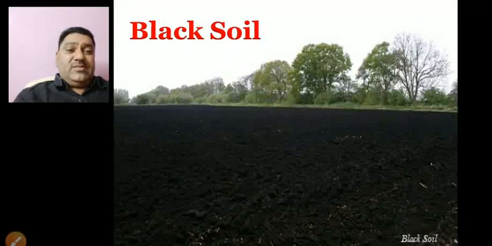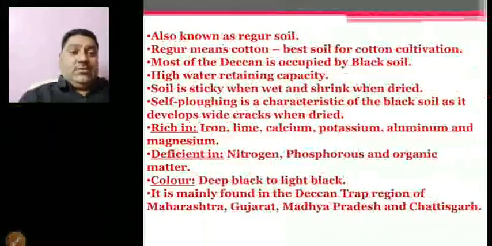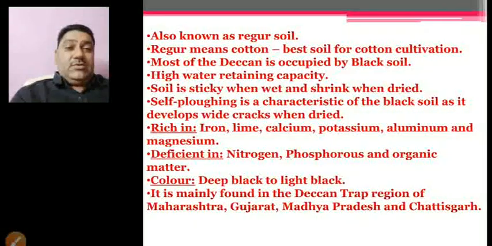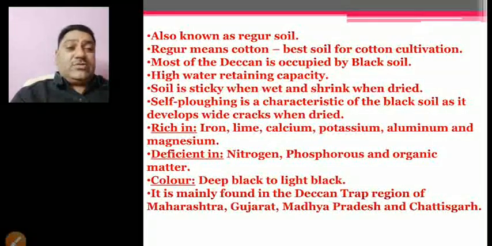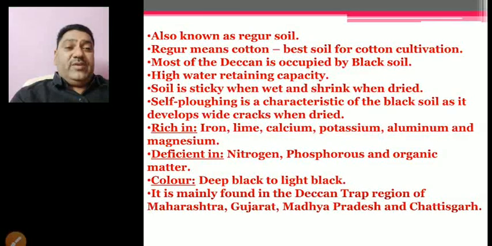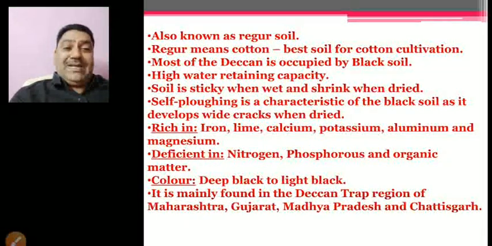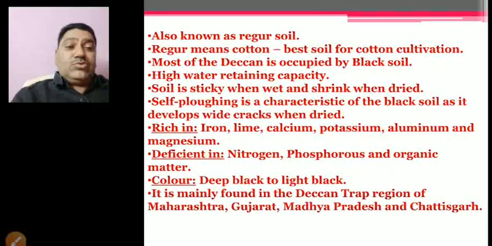Then we'll come to the next important soil, which is black soil. Now, black soil is also called regur soil. Regur means cotton. That means this soil is very important for the cultivation of cotton. Therefore, it is also called black cotton soil. Now, most of the Deccan Plateau, last time you saw Deccan Tract, is occupied by black soil.